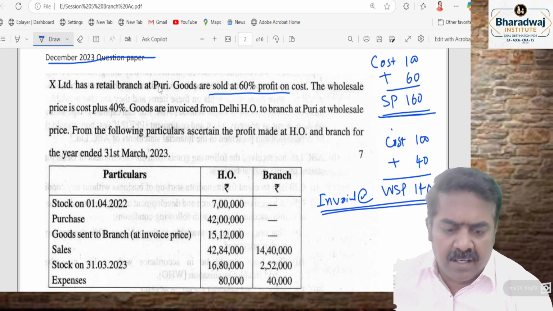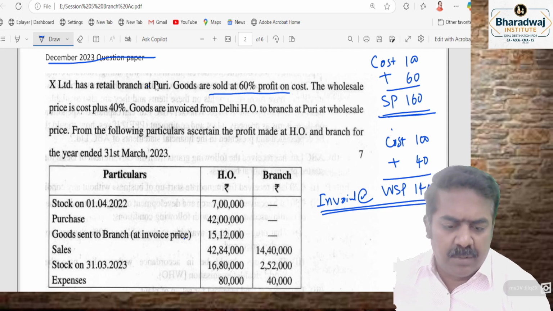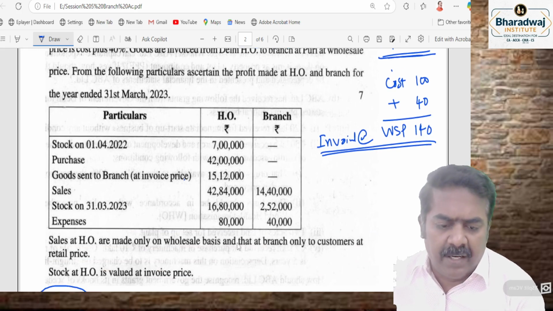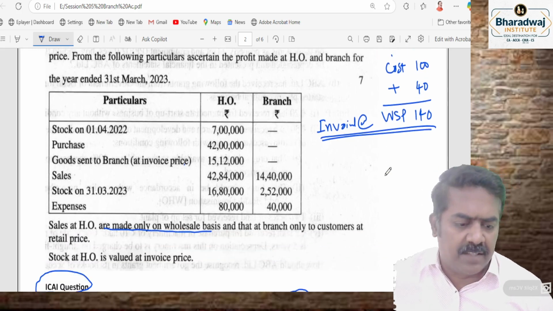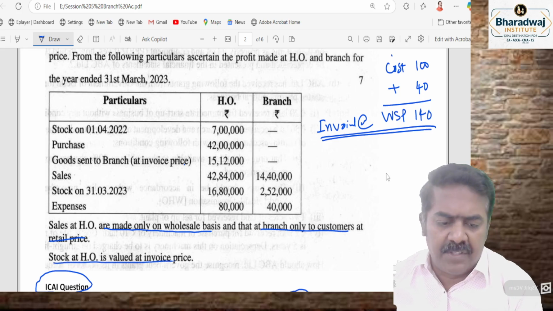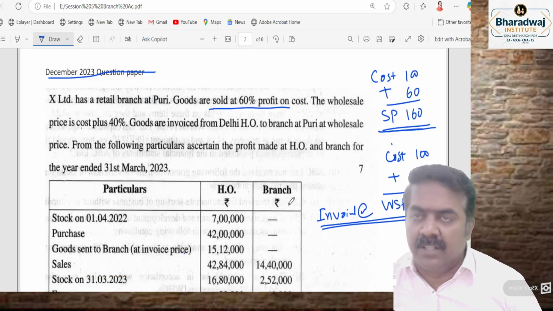Opening stock, purchases, and goods sent to branch at invoice price are given. Sales are given to us. Closing stock is given to us. Expenses are given to us. Sales are made by the head office at wholesale price. The branch is selling to the customer at retail price. Stock at the head office is valued at invoice price.